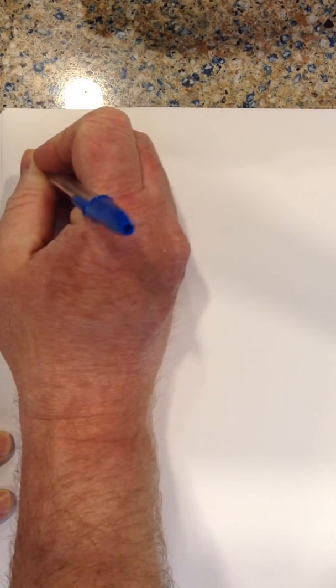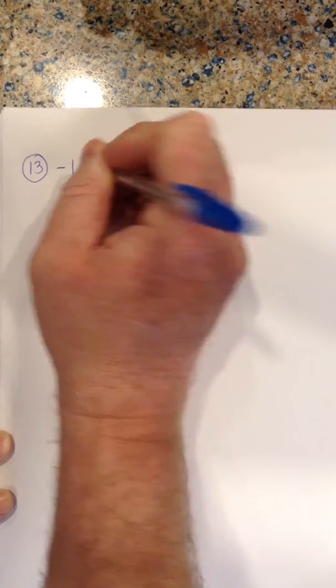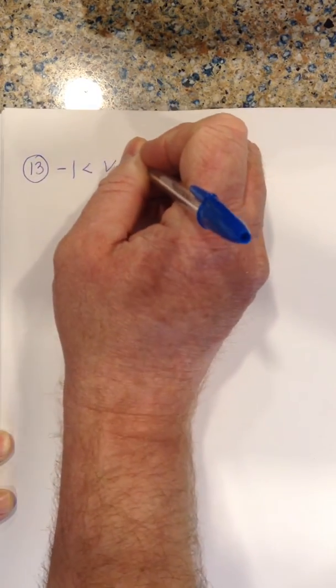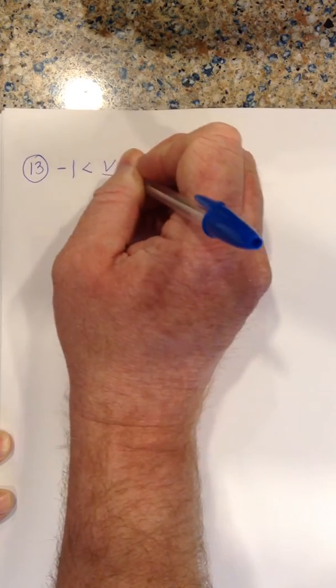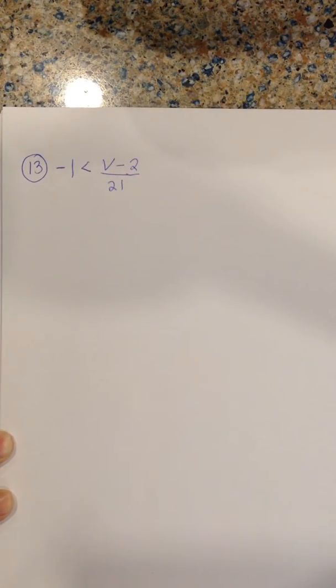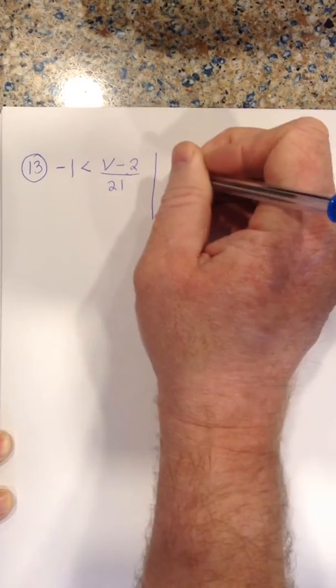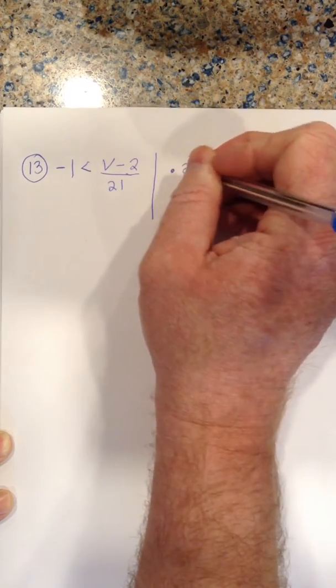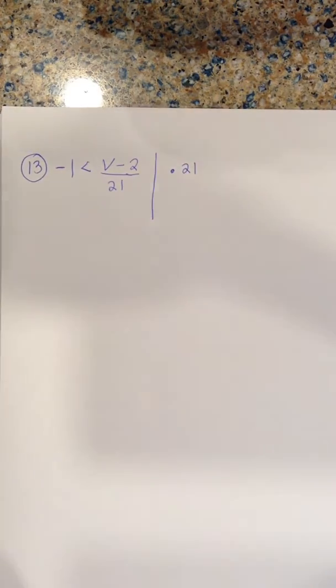Okay, we had a few questions about this recent worksheet. So problem 13 was -1 is less than v minus 2 over 21. So what I'm going to do is clear the fraction by multiplying by 21. Okay?